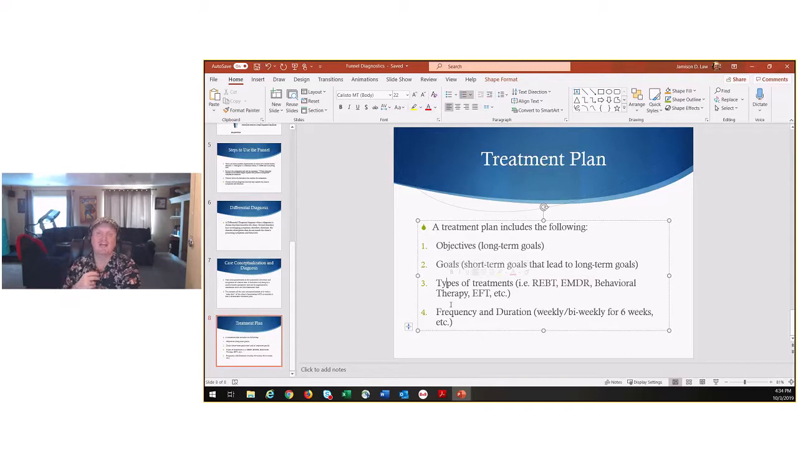Another thing I forgot to put in there is how you're going to measure progress. So let's say you decide you're going to give him the Trauma Symptom Inventory again after 2 months of coming to see you, and you put that in there. And so that's essentially, very quickly, how you build a treatment plan.